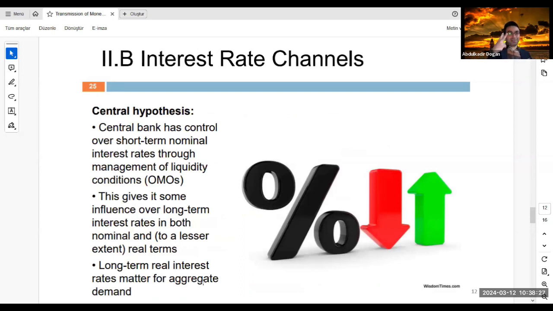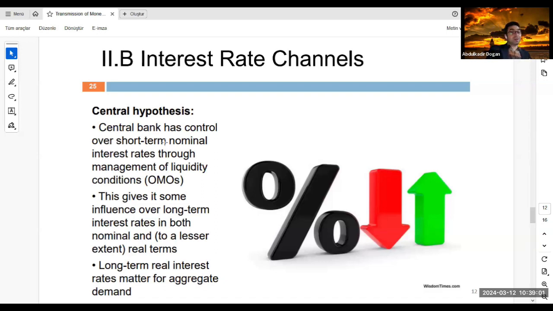And the second channel, the interest rate channel. The interest rate channel tries to explain this central hypothesis. The central bank has control over the short-term nominal interest rate, right? At the beginning, we said that the central bank is always the highest authority who can decide the money supply and interest rate. Nobody can question this because they are the highest authority to determine the interest rate and money supply in the market.